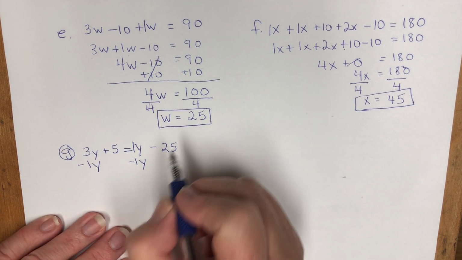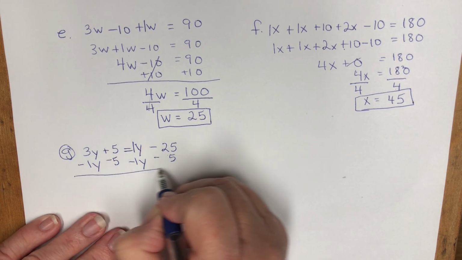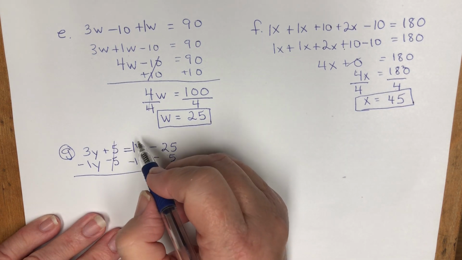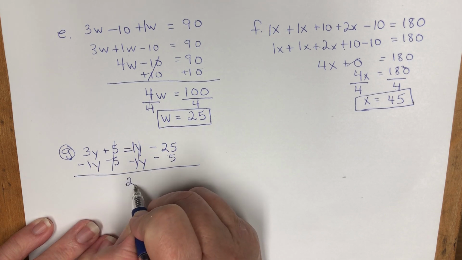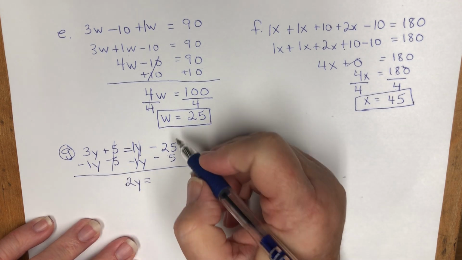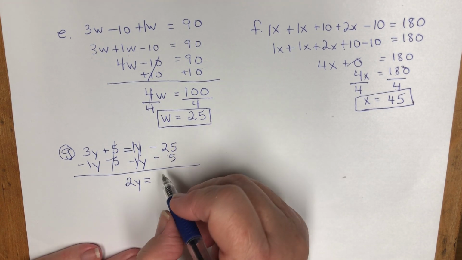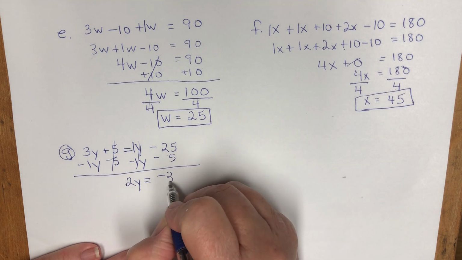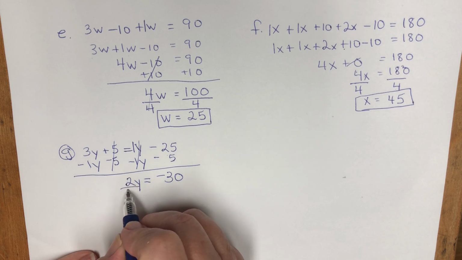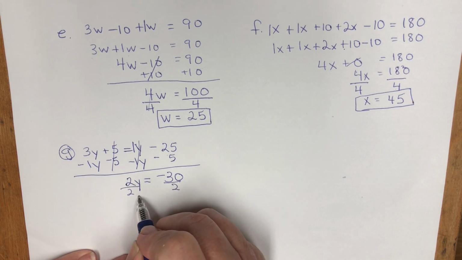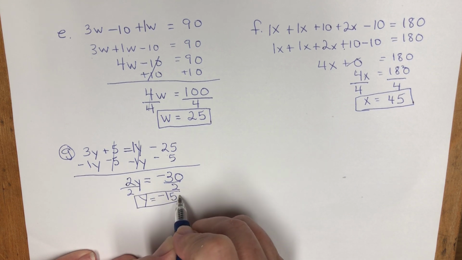And here I'm going to move my numbers over here. So this is going to be a minus 5. And I do that to both sides. This becomes 0. This becomes 0. Okay, 3y minus 1y is going to give me 2y is equal to minus 25 plus a minus 5, which is going to give me minus 30. So now to isolate my y, I'm going to divide both sides by 2. y is going to equal minus 15. There is your correct answer.